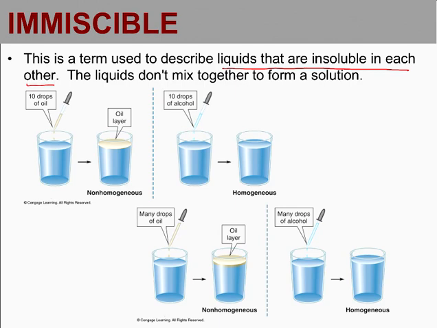So if we look at our figures down below, in the first example, we're adding 10 drops of oil to a beaker of water, and that oil is not going to mix. It's just going to settle on the top of that water. So those are immiscible liquids. However, if we add 10 drops of alcohol to our beaker of water, that will mix. So those are able to mix. And then down below, it's just showing, you can add more and it should mix as well.